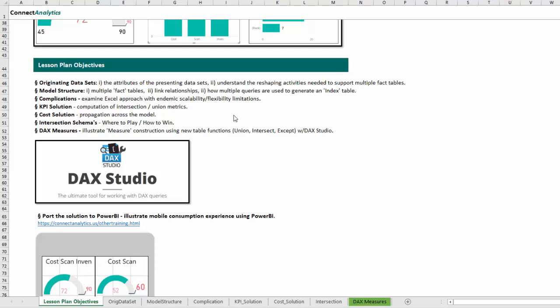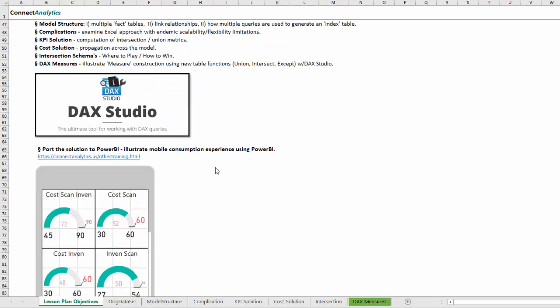Then we're going to look at the overall intersection schema and think about, so this is where to play and how are we going to win? Finally, we are going to illustrate the construction of those measures with DAX Studio. Finally, we're going to port everything to Power BI, and we're going to illustrate how the mobile experience is the platform of choice.